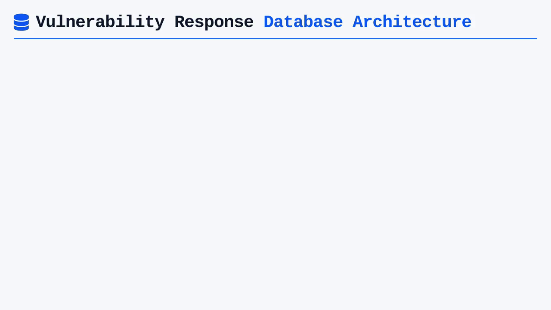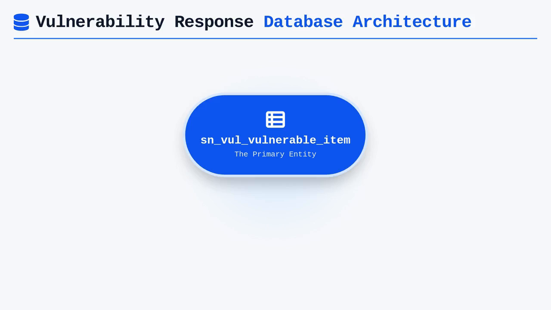Understanding the underlying database architecture of vulnerability response is not merely an academic exercise, but a prerequisite for building robust security operations. When we look at the core of the system, the Ingestion vulnerable item table stands as the primary entity where security findings reside after being ingested from third-party scanners.